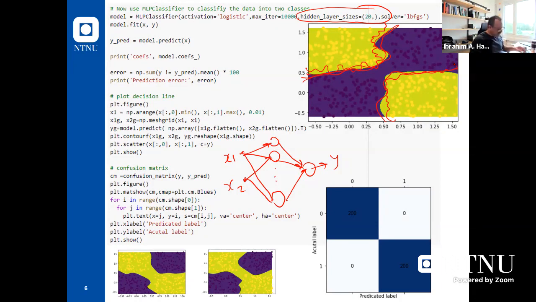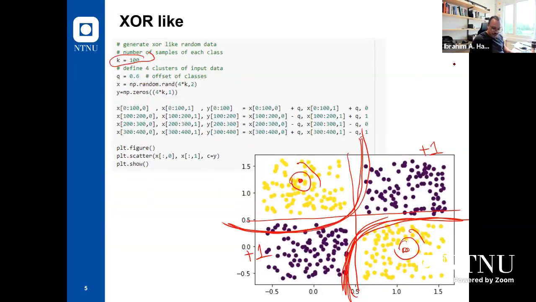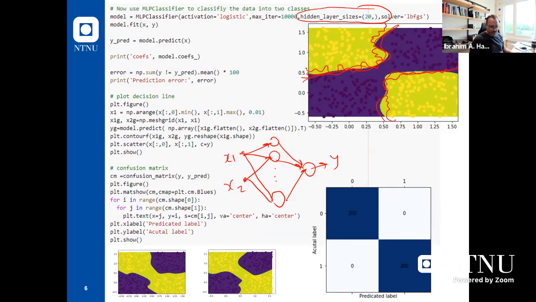I don't know if I did that here. Maybe I didn't do it also. I used the whole data set for training the model. Maybe this is not correct, right? So I have 400 data points, 200 of class 0 and 200 of class 1. And the accuracy here, as you can see, is 100%. So maybe my model is overfitting, right?